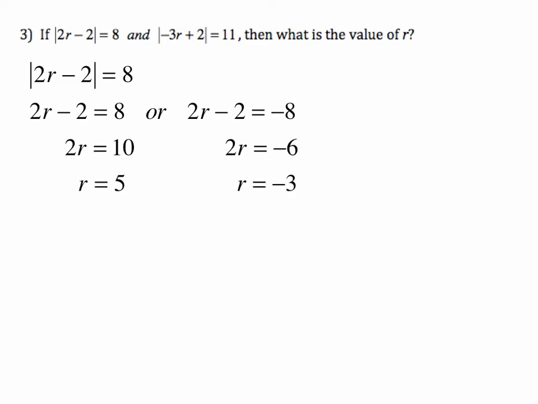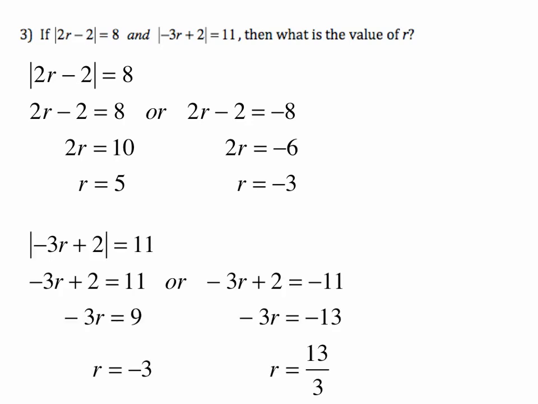If you solve for r for both of them, you'll have r equals 5 or r equals negative 3. Those are your 2 possible answers for the first part. Let's look for 2 possible answers for the second part. Again you have to divide it into 2 equations. Inside the absolute value sign, the negative 3r plus 2 does not change in either expression. When you solve it, you'll have r equals negative 3 and r equals 13/3. So obviously the answer has to be negative 3.